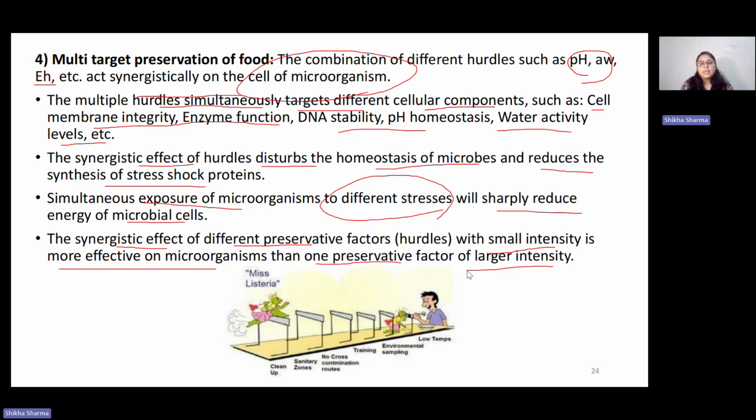So instead of applying that, we can apply temperature less than 100 and maintain a low pH and low water activity. Because of the multiple hurdles, we can get the same level of effect in the killing of the microorganism, and the fruits or vegetables will also be more fresh-like. So we apply multiple preservative methods so that multiple cellular components can be targeted at the same time, and the microorganism will not be able to cope with all these changes simultaneously. So we apply this hurdle technology.